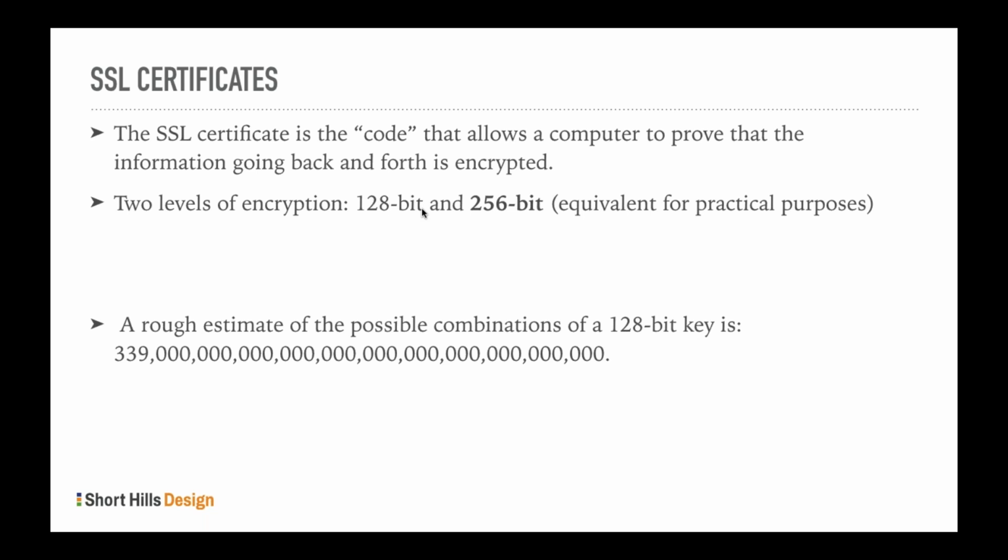And so this certificate is the means by which a computer proves to another computer that the information going back and forth is scrambled, is encrypted. Now, there's two levels of encryption, 128-bit and 256-bit. For our purposes, it's the same thing. You're not going to find any 128-bit certificates for sale on the web anymore. You're only going to find 256.